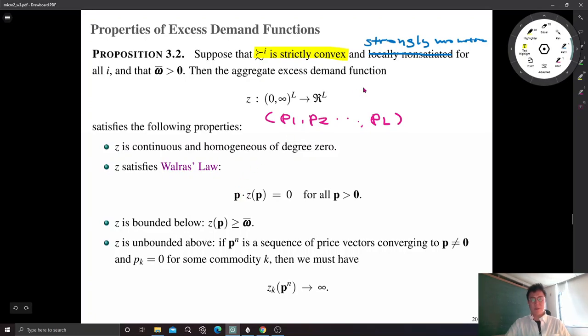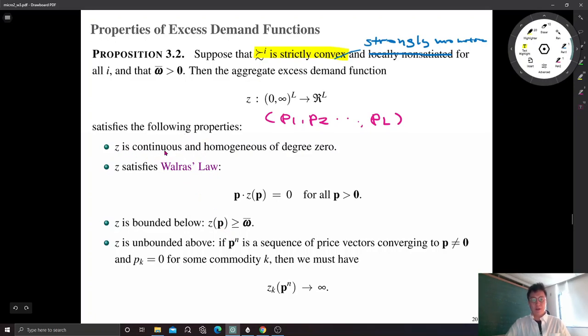So just with local non-satiation, we can't prove Walras' law. The exact statement is: the preference relation is strictly convex and strongly monotone for every consumer i, and the initial endowment is strictly positive. So every good k has a strictly positive initial endowment, right? And the excess demand function satisfies the following properties.